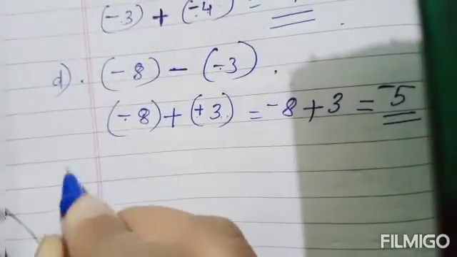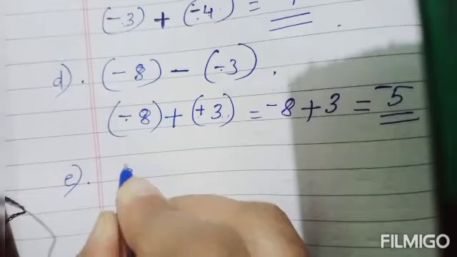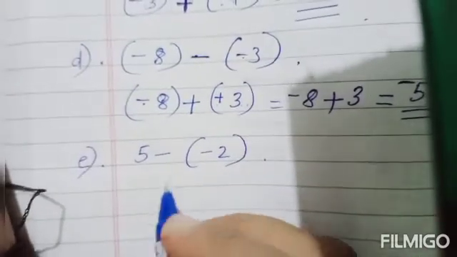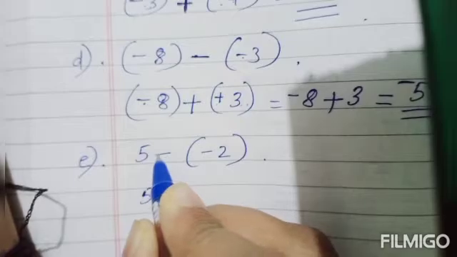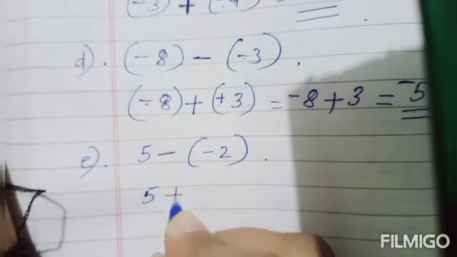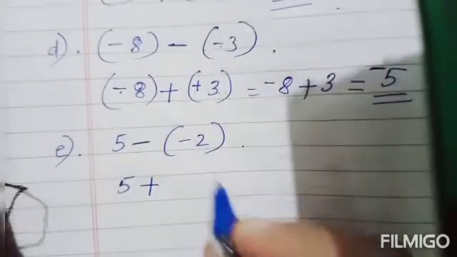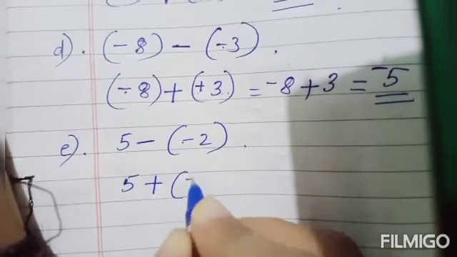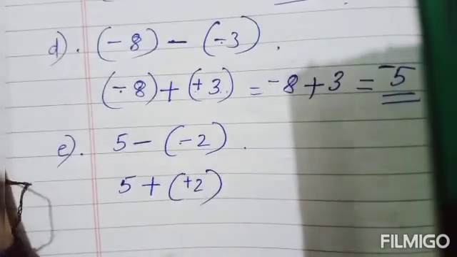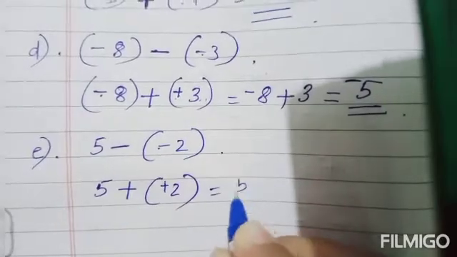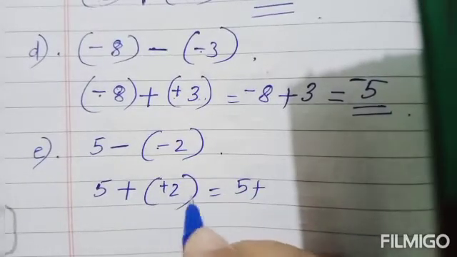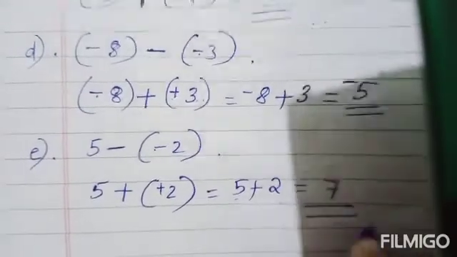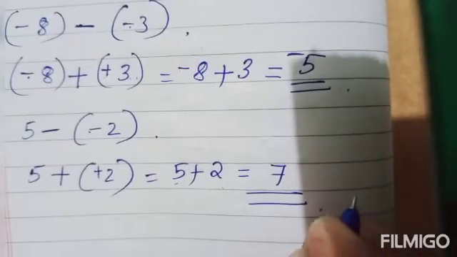Okay. Next E, 5 minus 2. So what to do? First change the subtraction sign to plus sign. Change the sign of number to be subtracted. So minus 2 will become plus 2. Okay, that is 5 plus 2. Positive 2, you can just write it 2. 5 plus 2, it is 7. So 7 is the answer.